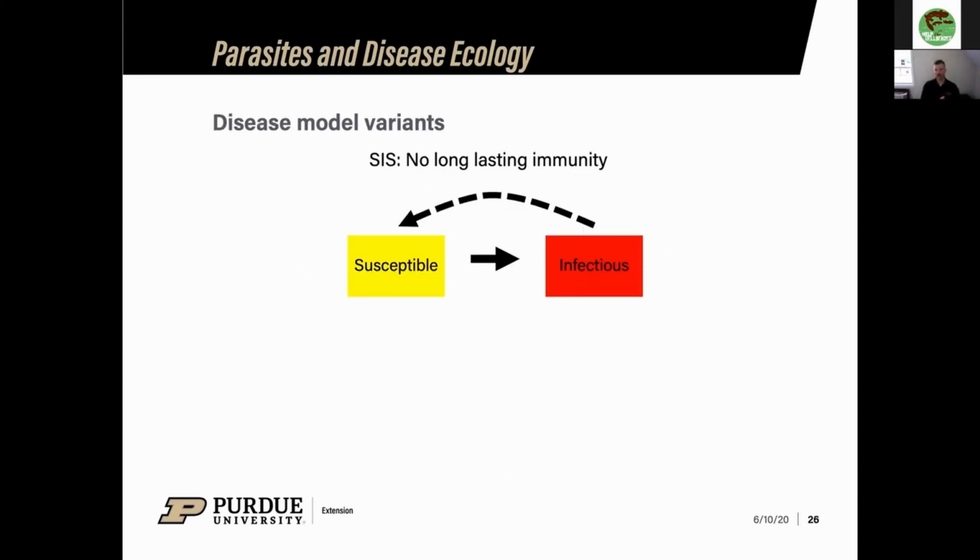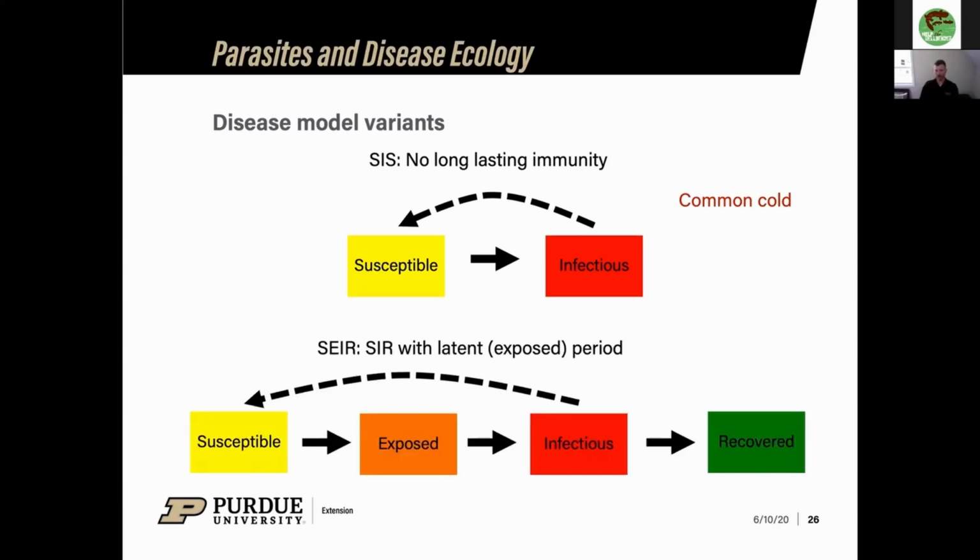What's really interesting about this model is that you can alter it how you see fit based on the disease that you're working with. For example, you could take out long-lasting immunity. Take out the recovered category, and you just revert to what's called a susceptible-infectious model, an SIS model. This would be ideal for something like the common cold, something that we can always pick up. Anytime it comes into our communities, we tend to pick up the common cold.